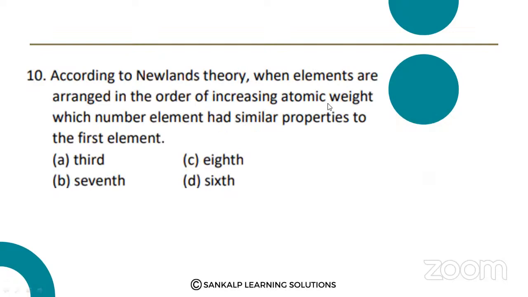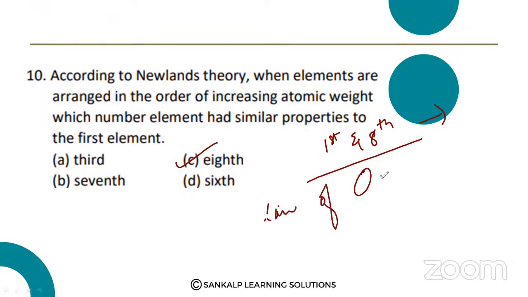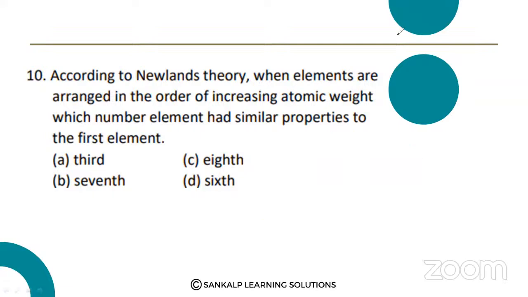Next question. According to Newland theory, when elements are arranged in the order of increasing atomic weight, which number element had similar properties to the first element? Ma'am, option C, 8th. Yes, it is option C, 8. So first and 8th element were having similar properties. So this was the law of octaves. Okay, so we'll go for the next question.